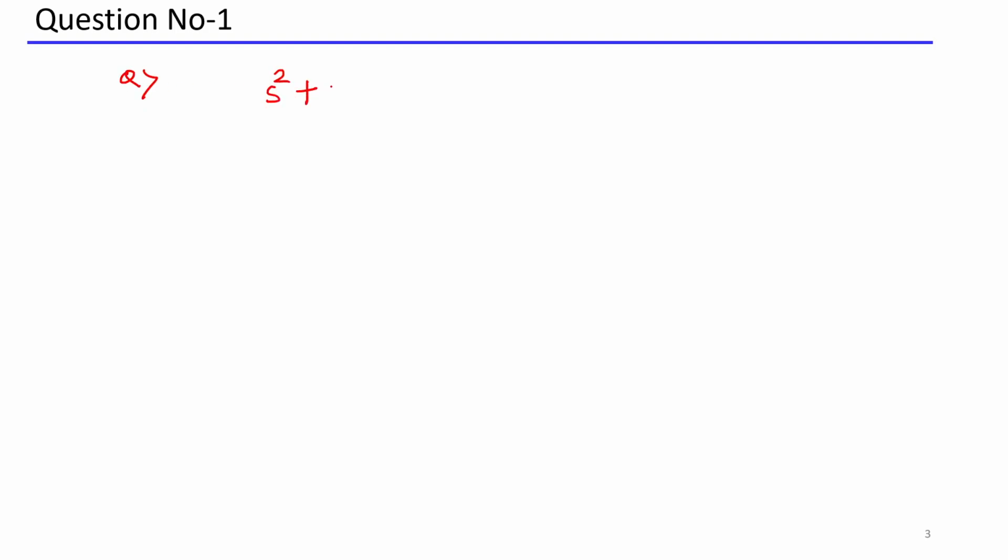I'm just giving a simple question. Let's say s square plus 25 equal to 0. I'm giving this equation. How is this equation coming? Suppose you have a transfer function C(s) by R(s), or you can say output divided by input. Then let's say it gives me a constant 5 divided by s square plus 25.